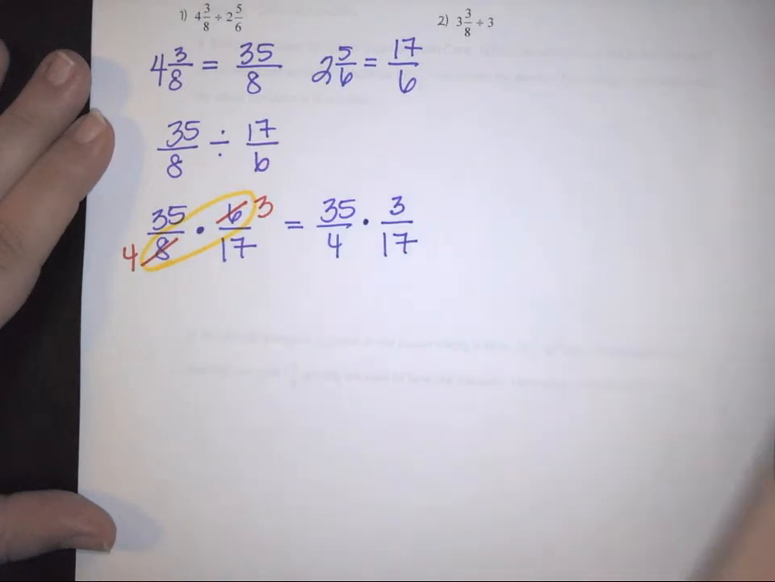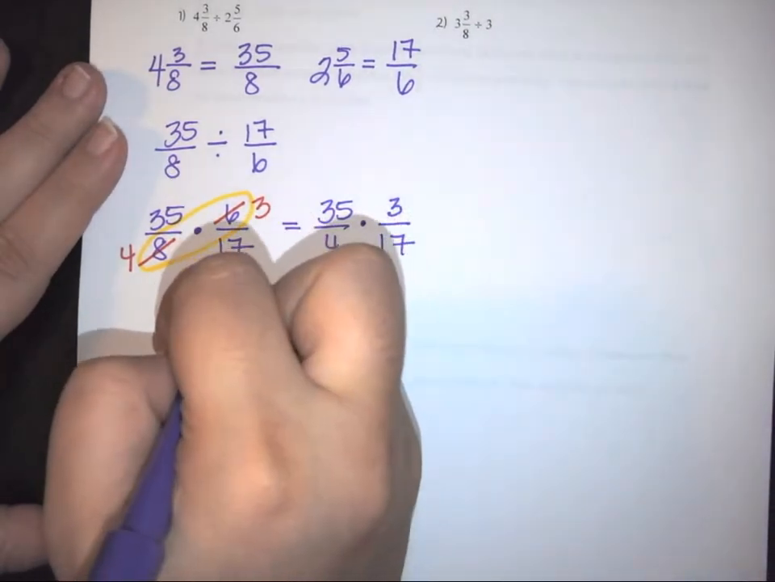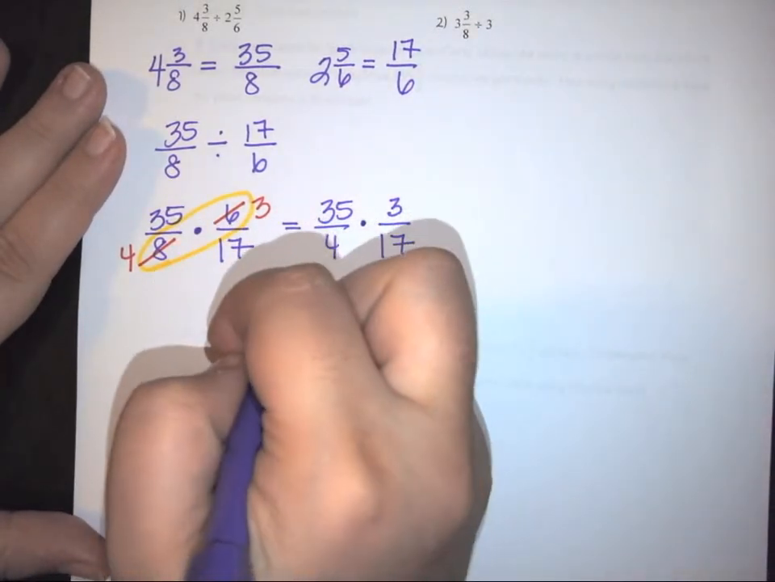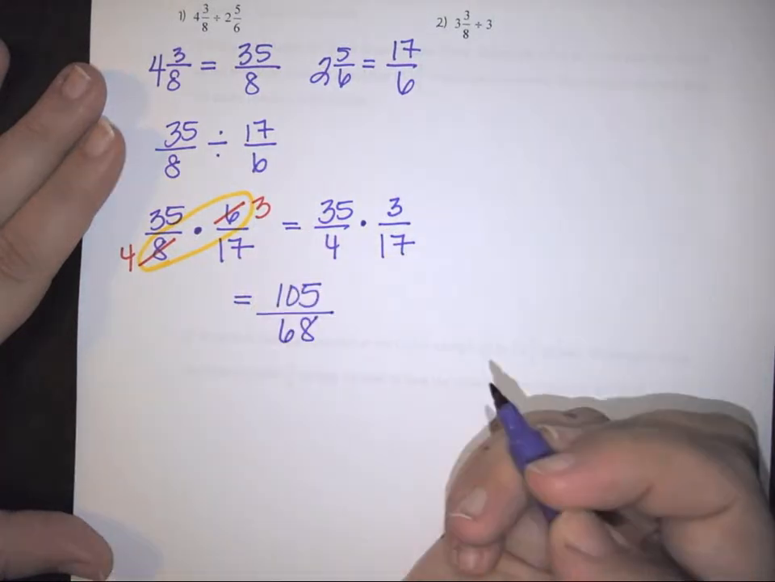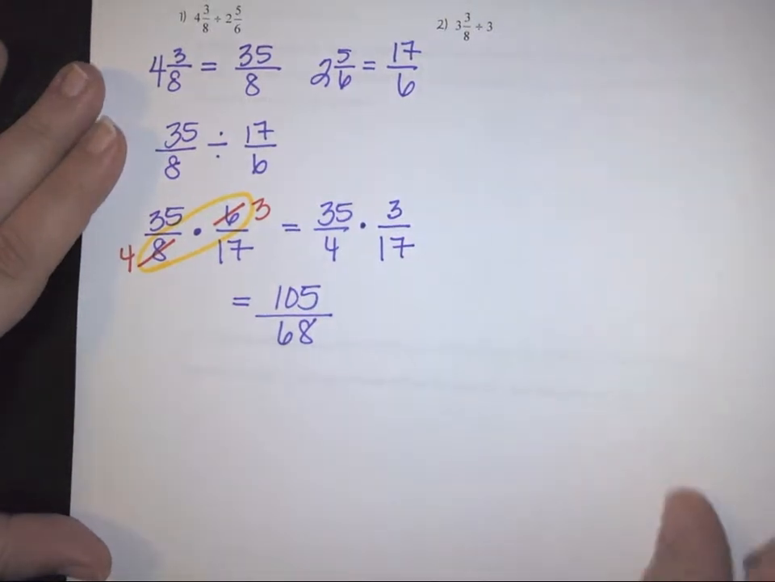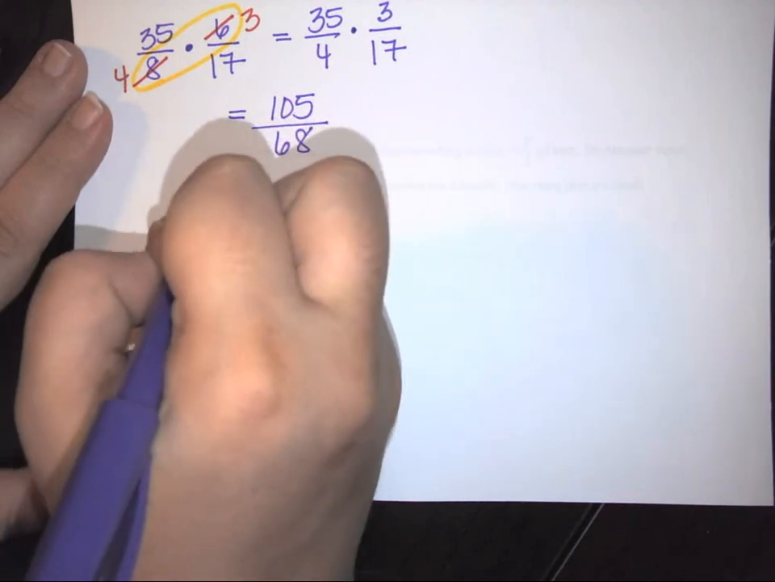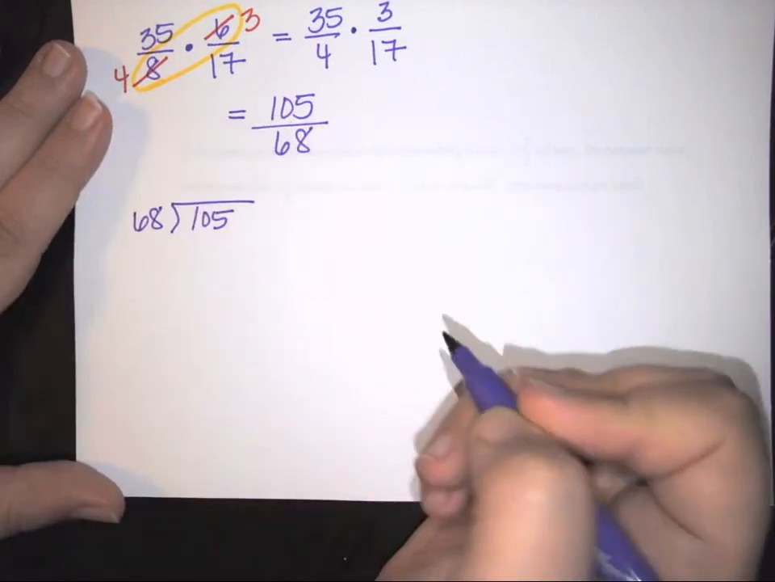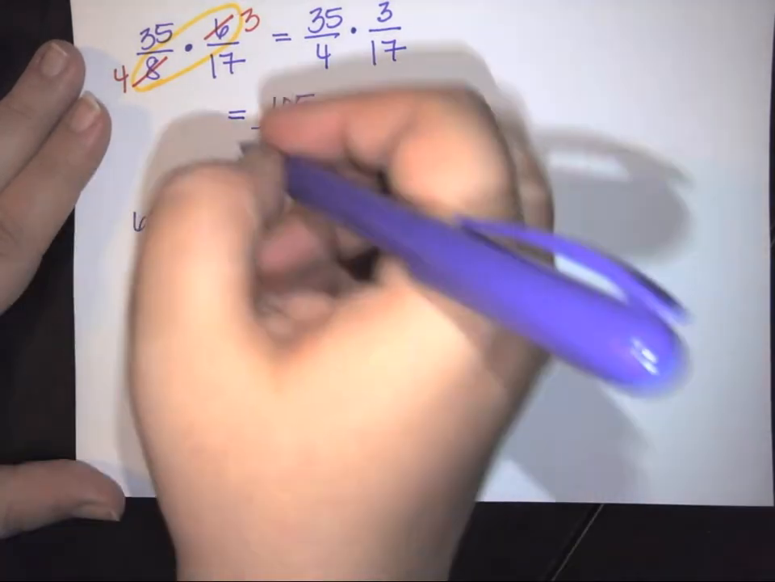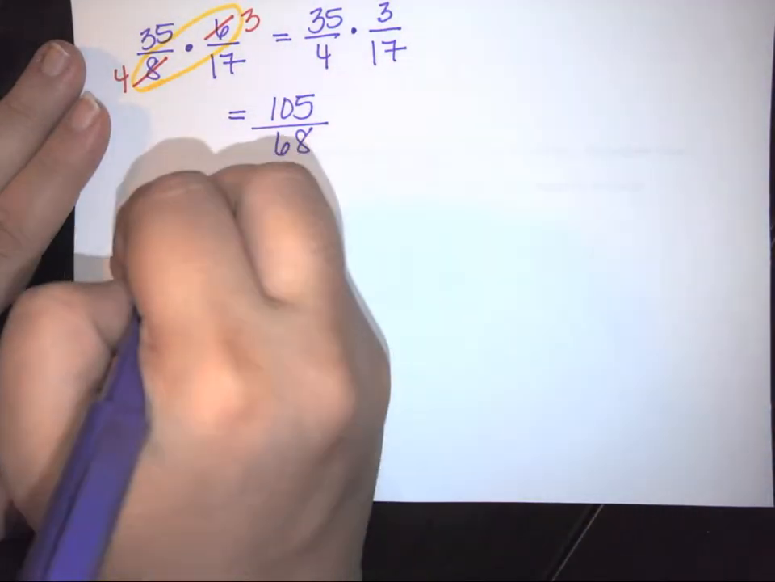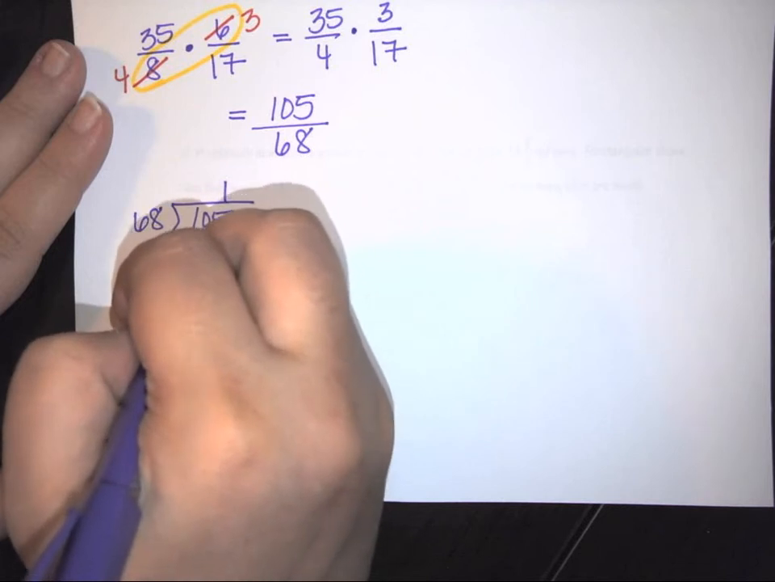And if I look at that, nothing else is going to happen, so I'm going to go straight across the top and straight across the bottom, which tells me I have an improper fraction of 105 all over 68. So now I need to change that to a mixed number. So I'm going to go ahead and divide. 105 goes in, 68 goes out. And in this case, how many times does 68 go into 105? Well, that's once. Subtract out my 68, and I am left with 37.